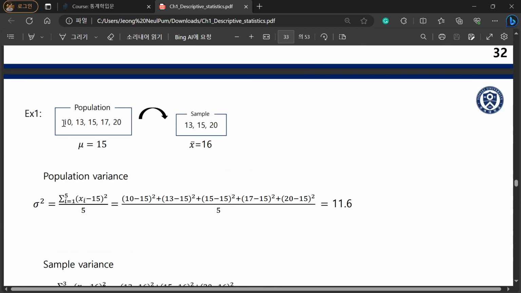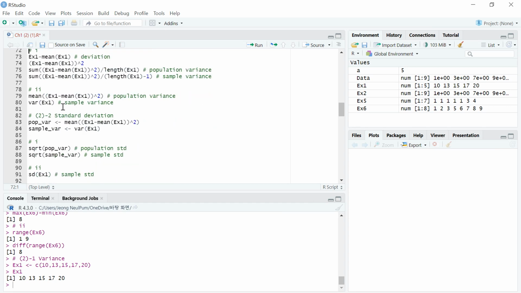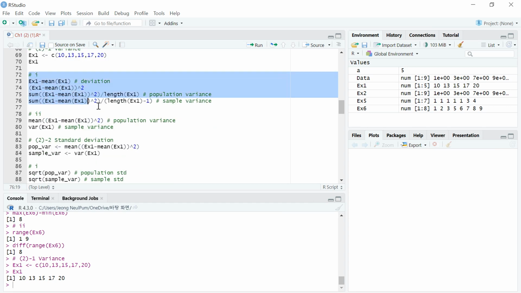So let's say that we have these 5 values in our data. And yeah, I prepared the same data here as a vector. So actually, these are the two ways of writing the formula or our code for getting the variance.